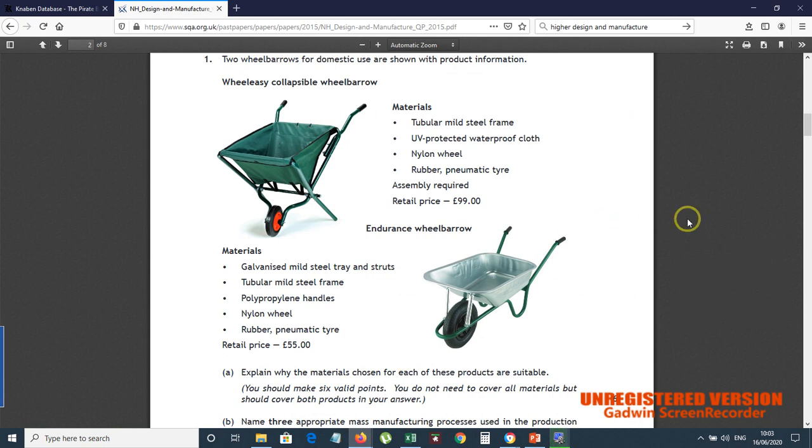Okay, so you'll see here, I've now got a typical question. This is from one of the exam papers from a number of years ago, and this is what you guys will be seeing: you will have two products here. Two similar products. They both do the same thing, but they're both significantly different from each other. Not too worried about trying to explain everything about these just now. Question A though, it says, explain why the materials chosen for each of these products are suitable.